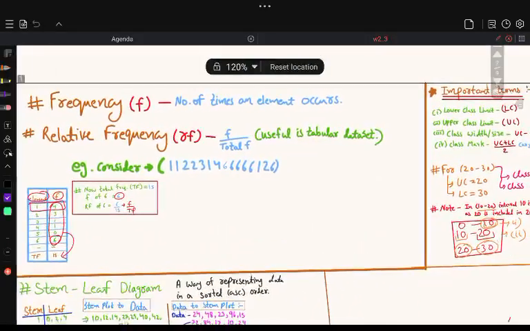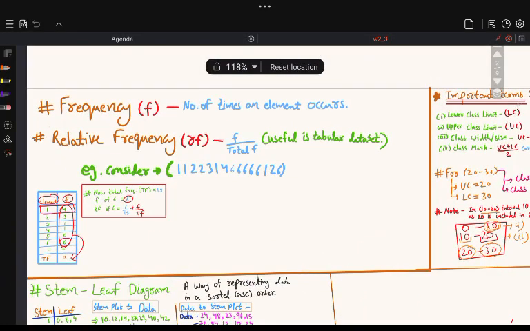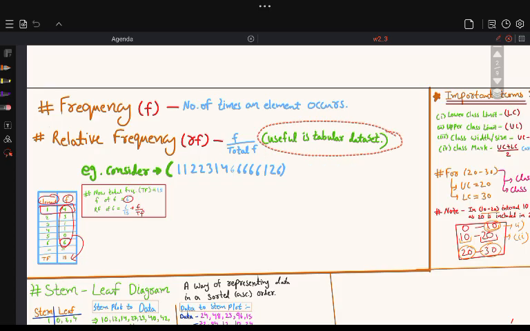First one is frequency. Frequency is nothing but the number of times an element occurs in a data set. And the second one is relative frequency, that is the frequency of an element divided by the total frequency. It is mainly useful when the data set is in a tabular manner.